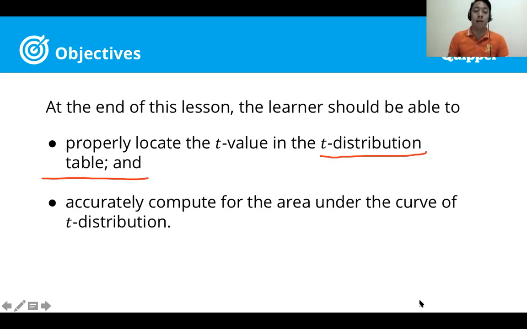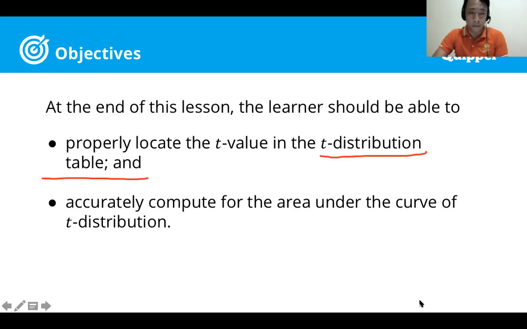And then, accurately compute the area under the curve of the T distribution. So we will compute the area. Kung ilang percentage ba siya. Andito ba siya sa left? Andito ba siya sa right? Gaano ba siya kalaki? Gaano ba siya kaliit? Okay? Those will be our two main objectives.